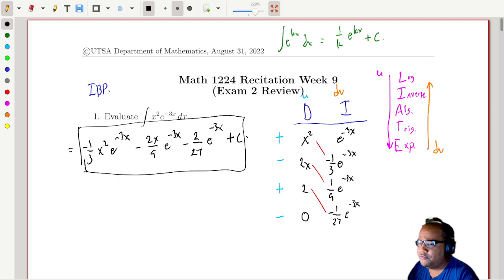This is why the table method is so powerful when you integrate a polynomial against a sine, cosine, or an exponential. Now, of course, you can also do this classically with the UDV formulation, the integration by parts formula. Remember that the table method is not a shortcut, it is a shorthand. So the table method, the DI method, kills this problem immediately. Now, let's move on to our next one.